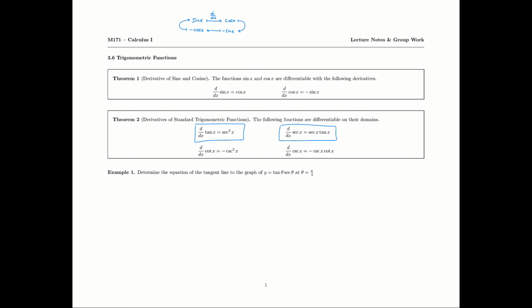With that being said, let's take a look at example 1, where we want to know the equation of the tangent line to the graph of y equals tan theta secant theta at theta equals pi over 4. Let's remember that for any line, we just have y minus y1 equals our slope times x minus x1. For us, instead of using x here, we can just say theta minus theta 1 if you prefer.